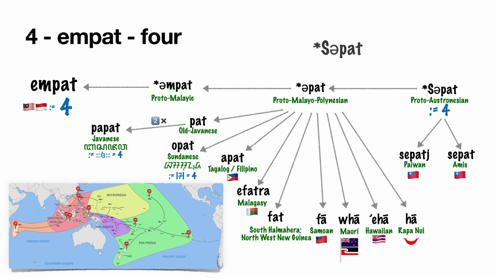Here we also see that the consonant shifted from P to F then to H, and the further to the east, the fewer consonants there are. From about 25 consonants in Proto-Austronesian, Proto-Polynesian has the fewest phonemes, for instance only about 8 to 10 consonants in Hawaiian and Maori.